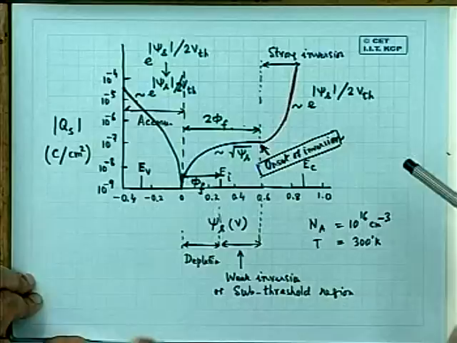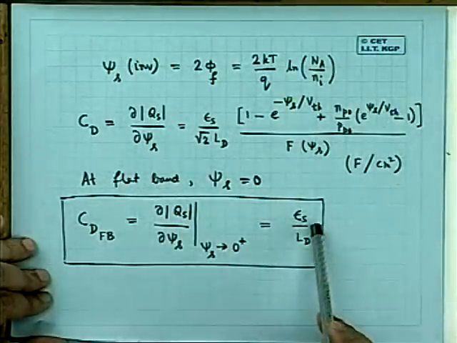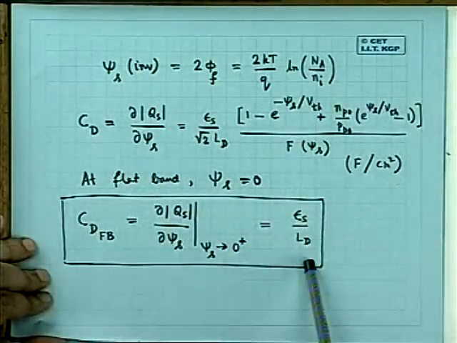And then at flat band, when Vg is equal to 0 and I assume psi s is equal to 0, called flat band approximation, under that flat band condition, CDFB is obtained by putting psi s equal to 0. But if you just make psi s equal to 0, then this equation gives you a 0 by 0 form, which you cannot compute. So you have to calculate the value of CDFB when psi s tends to 0 from the positive values, that is why 0 plus. Then this expression leads to a very simple equation, which is epsilon s by LD.